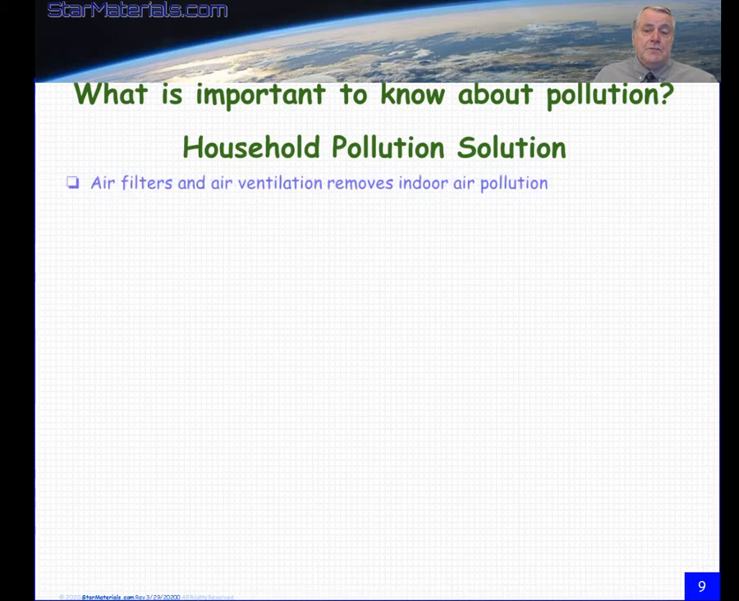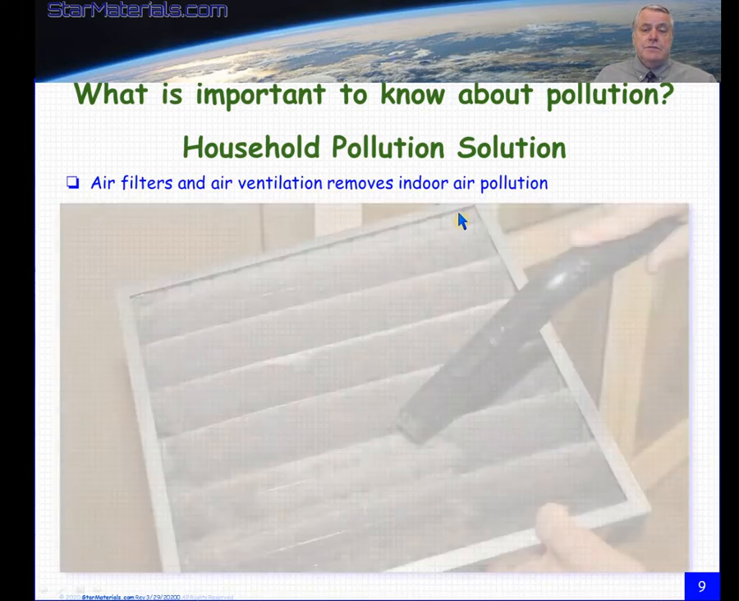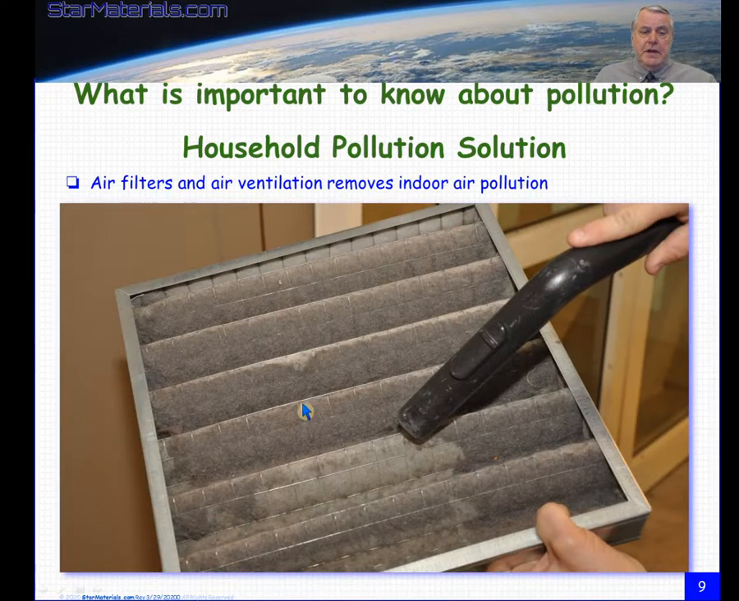What about in the house? Air filters and air ventilation remove indoor air pollution. You may have these in your home. These are filters that go in your furnace. Look at all the dust that was collected.